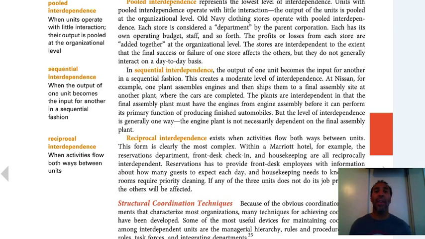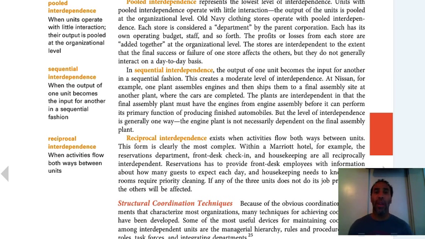Sequential interdependence is when the output of one unit becomes the input of another in a sequential fashion, right? So I've got the widget A, I slide it over to you. You construct it. Now you have the widget B. You slide it over to her. Now she has the widget C, and she completes it and slides it over to the next person who has widget D to process.